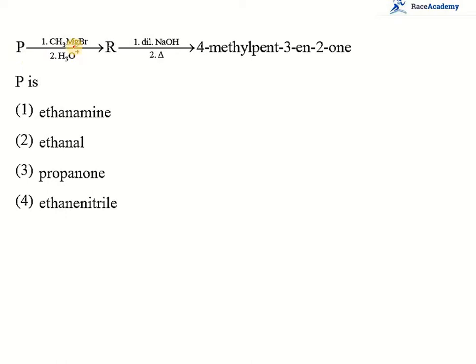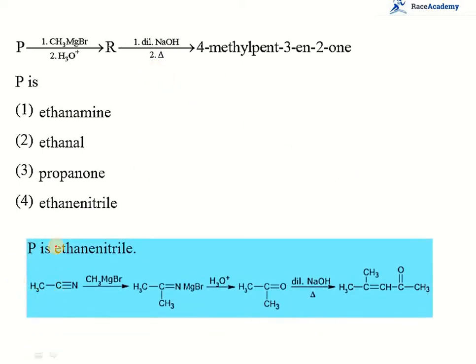And P is treated with Grignard reagent methyl magnesium bromide followed by hydrolysis, and R is treated with dilute sodium hydroxide followed by heating. So in this, if you take ethanenitrile, it gives a double bonded compound here, and after hydrolysis it gives acetone. Acetone, when you treat with dilute sodium hydroxide followed by heating, gives an unsaturated carbonyl compound, and this is nothing but 4-methylpent-3-en-2-one. That means ethane nitrile is the right answer for this question. Ethane nitrile.